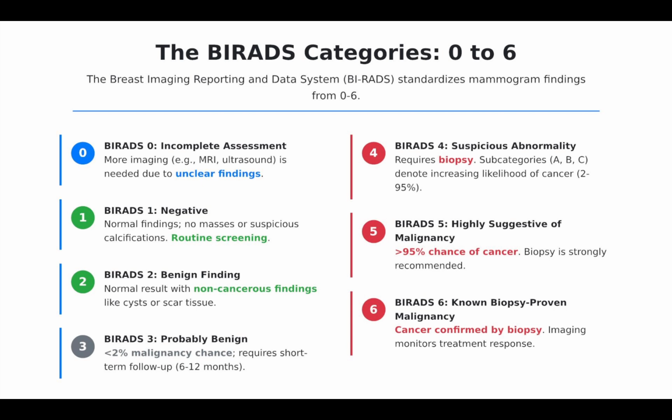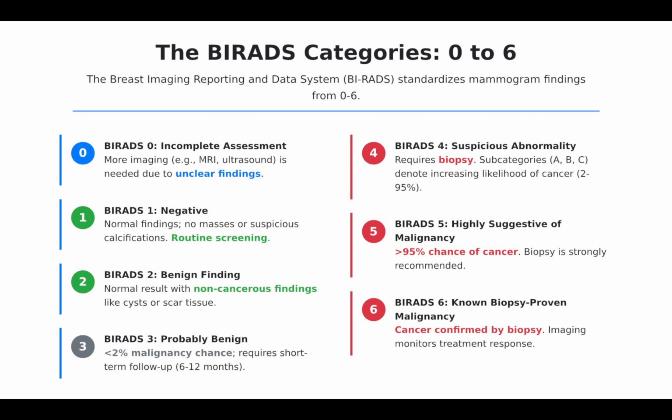Let's quickly review them. BI-RADS 0 signifies an incomplete assessment, meaning that more imaging or information is required. BI-RADS 1 means negative, indicating no abnormal findings. BI-RADS 2 indicates a benign finding, where an abnormality is present but definitely non-cancerous. BI-RADS 3 is for a probably benign finding with a very low likelihood of malignancy but requiring short-term follow-up.